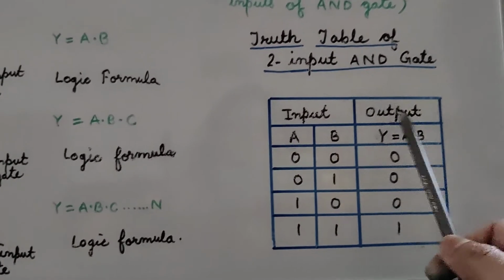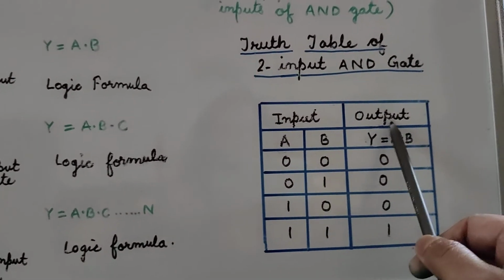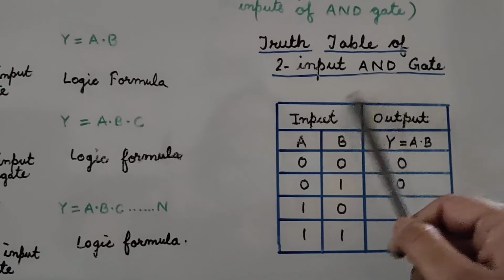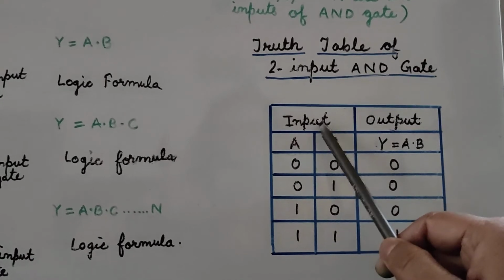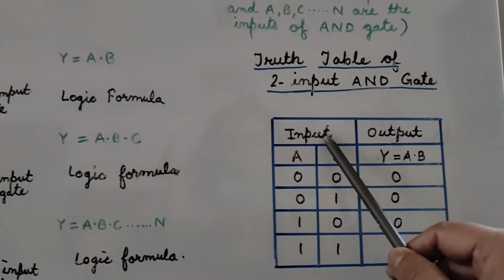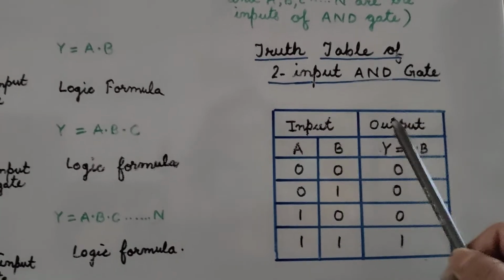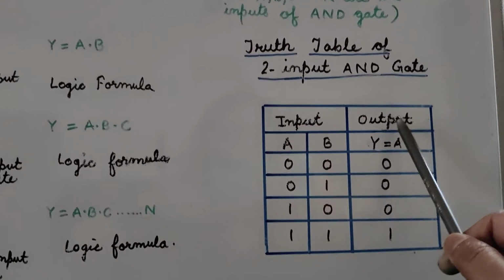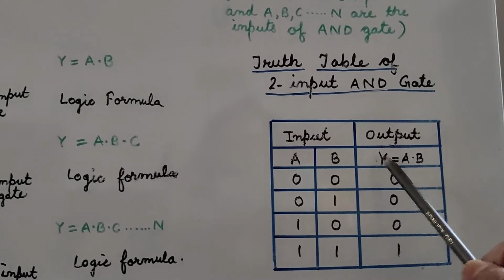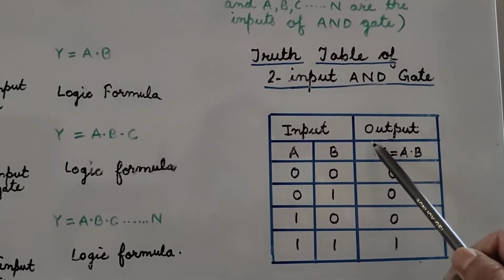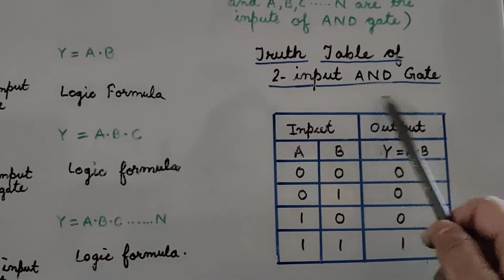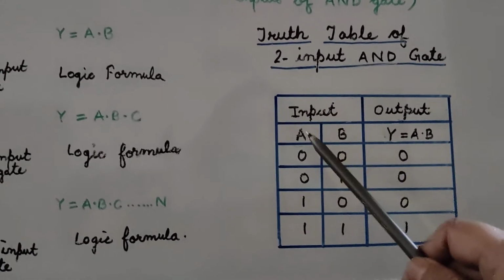So we will draw 2 columns showing the input and the outputs, and since this is a 2 input AND gate, so there will be 2 inputs A and B. Under the column input there will be 2 inputs, and since there is a single output, so we have drawn only one column here. So this is the output Y, and these are the inputs A, B for 2 input AND gate.